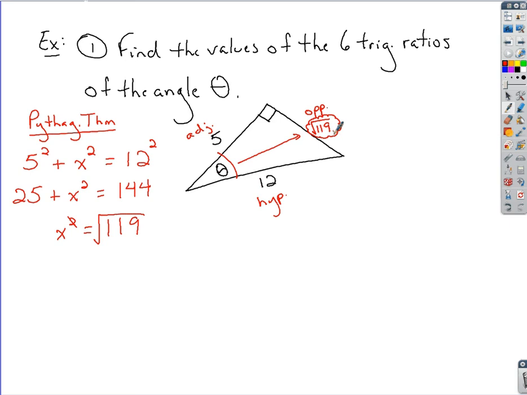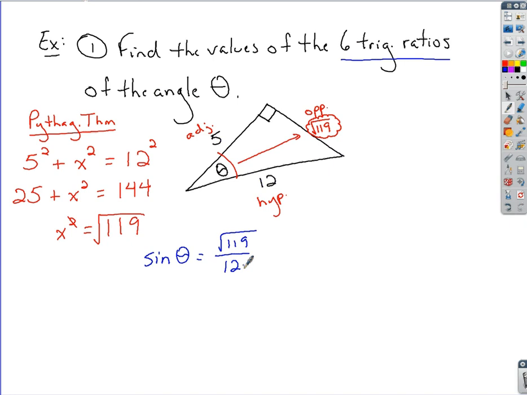So the trick on some of these problems is, if you're given the triangle, make sure you have all your side measures. If you don't, use the Pythagorean theorem to find the missing side. Then when you do have all the side measures, if you're trying to find the values of the 6 trig ratios, use the SOHCAHTOA approach. The sine of theta would equal the opposite over the hypotenuse. So the opposite is the square root of 119 over the hypotenuse, which is 12.